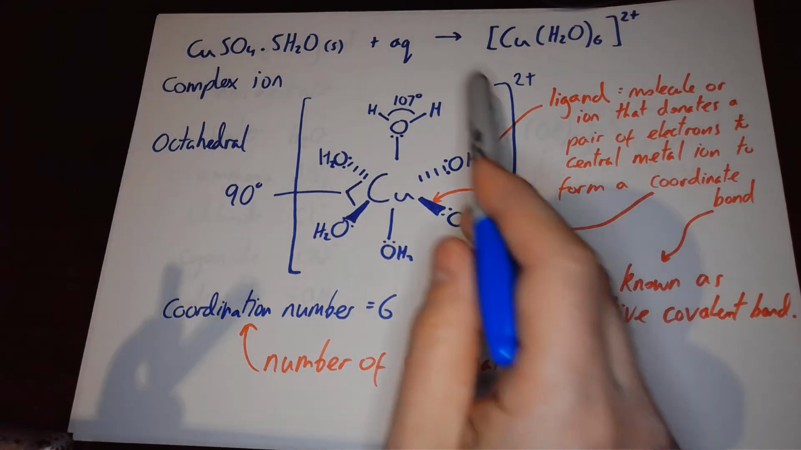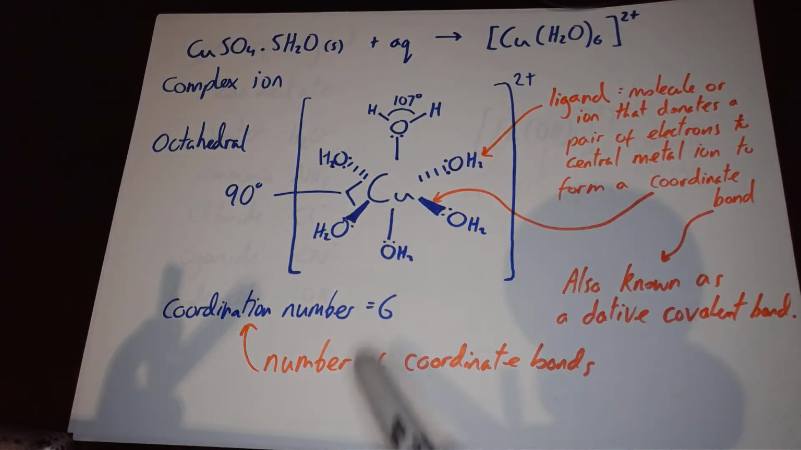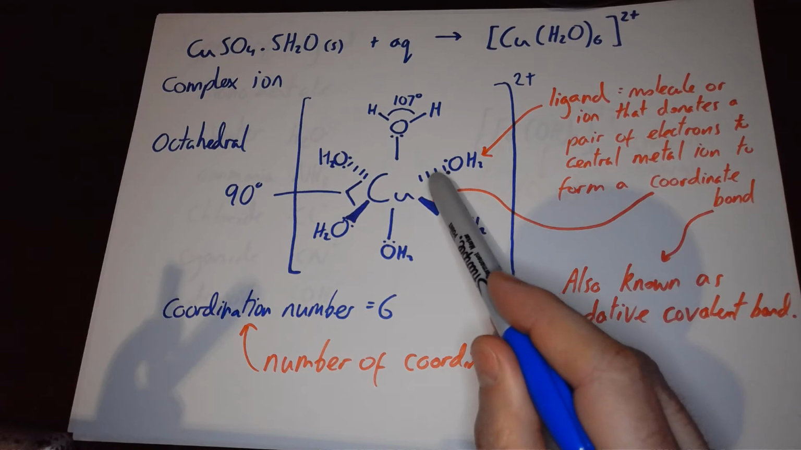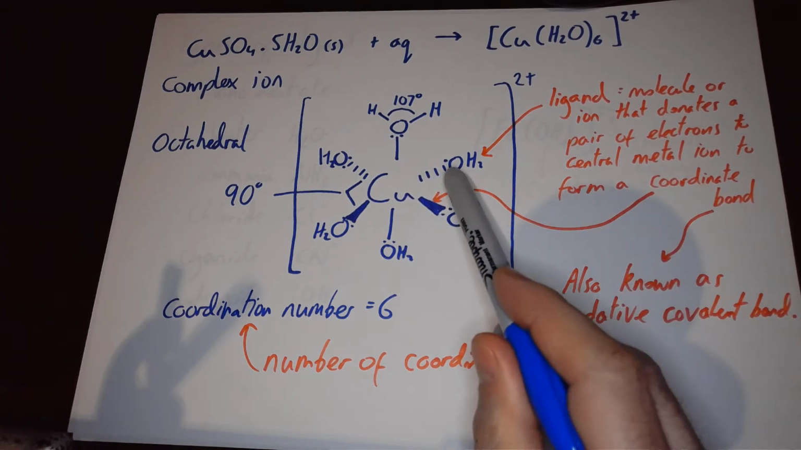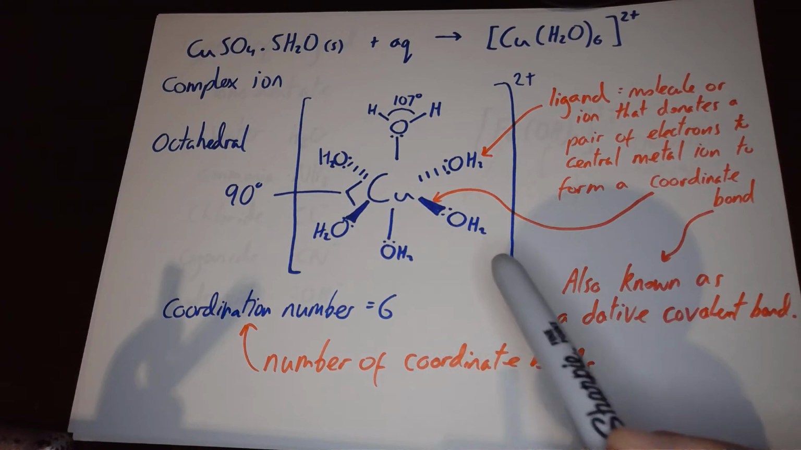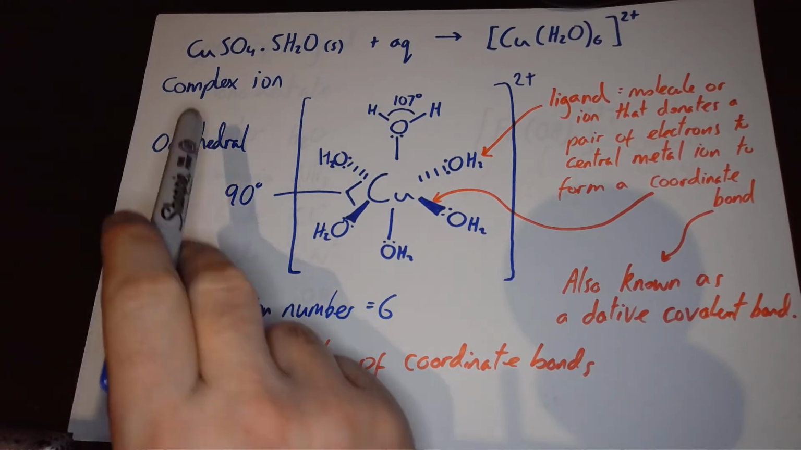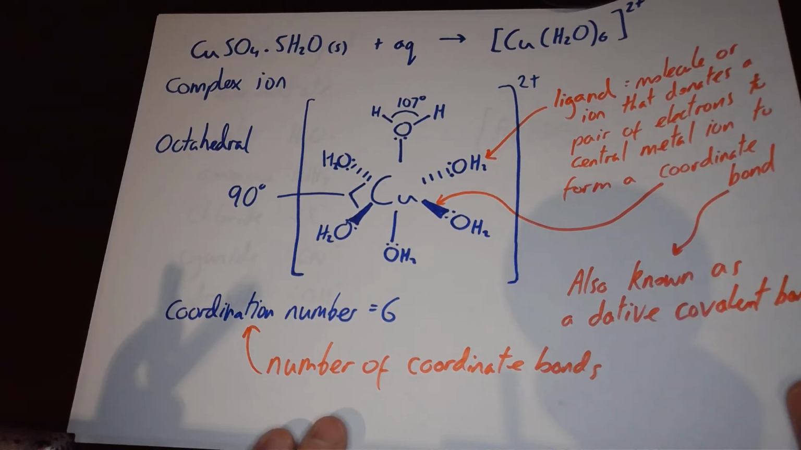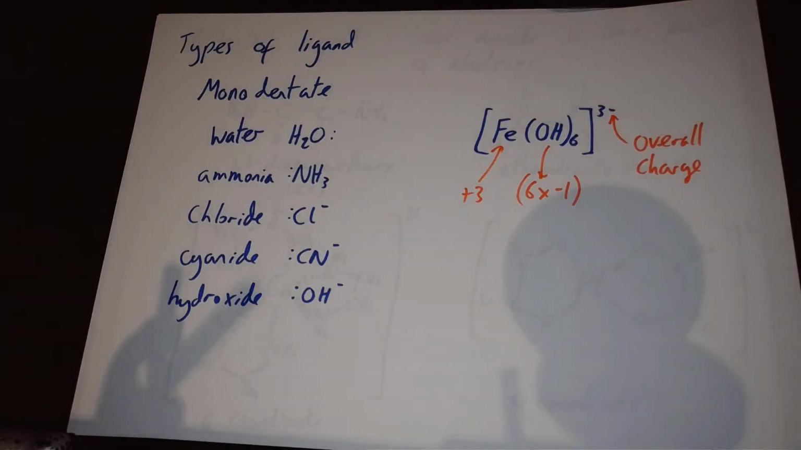So we have ligands bonded to a central metal ion. The ligands are forming coordinate bonds to the copper metal. Each ligand donates a pair of electrons to form an actual covalent bond. And that's what's known as a complex ion. There are different types of ligands.